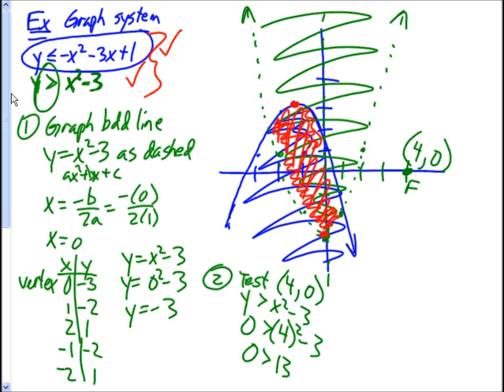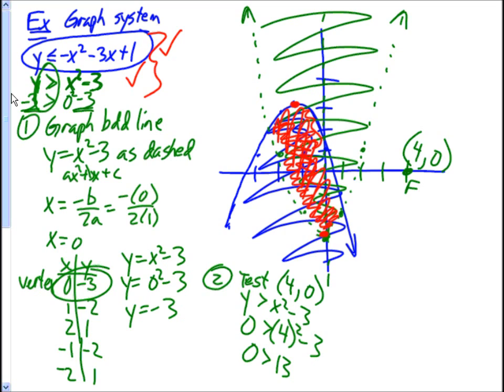Okay. For instance, in fact, let's plug in this vertex 0, negative 3. Why doesn't that work? Well, if this is 0 and this is negative 3, is negative 3 greater than 0 squared minus 3? No. Is negative 3 greater than negative 3? No, it's not greater. So that's why you cannot include points on the dashed line. And of course, all these points in here in the red, right? Those are all points. Okay, so that's how you graph a system of inequalities.